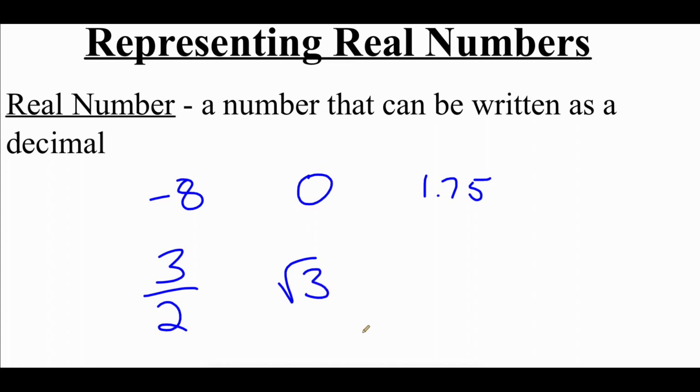The square root of 3, we could type that into our calculator and get a decimal approximation, so it's a real number. Even something like pi, where there's not any actual numbers written there right now, but we know the pi symbol represents about 3.14, so that's also a real number. Pretty much any number that you can think of is a real number.